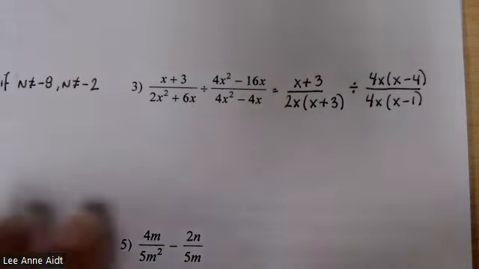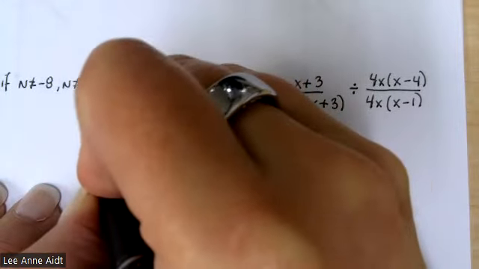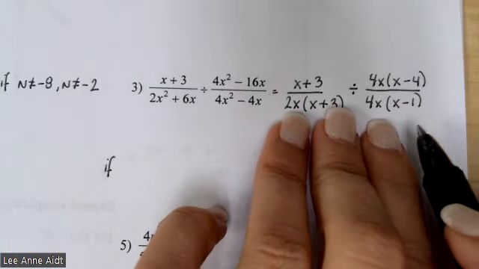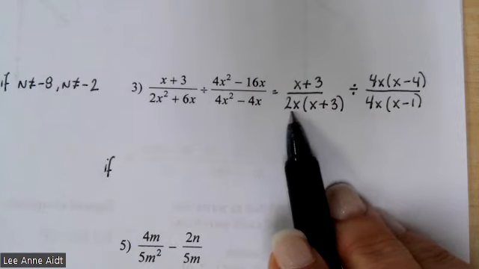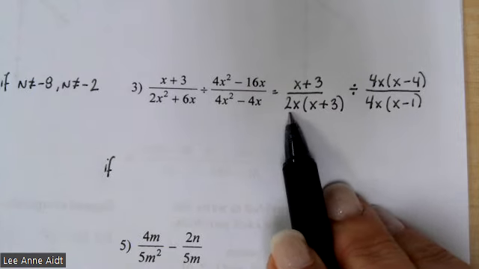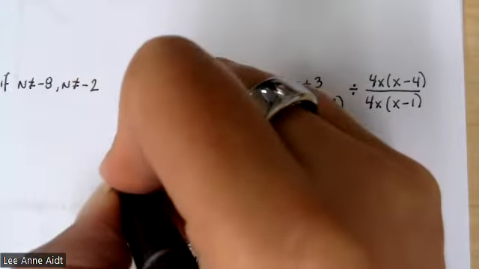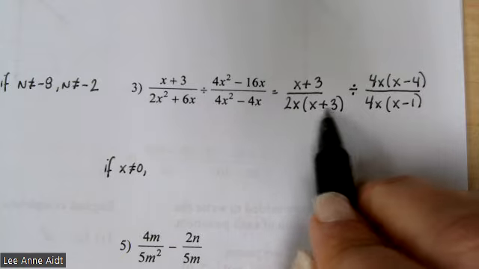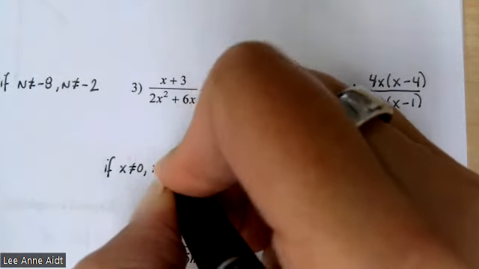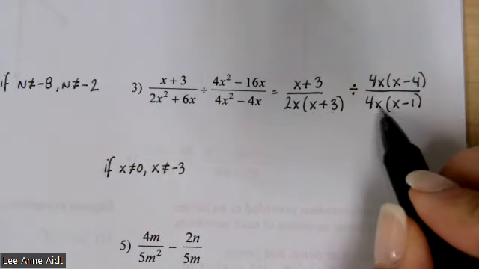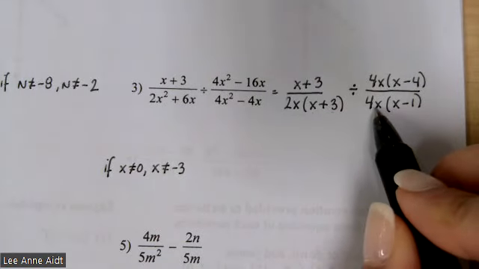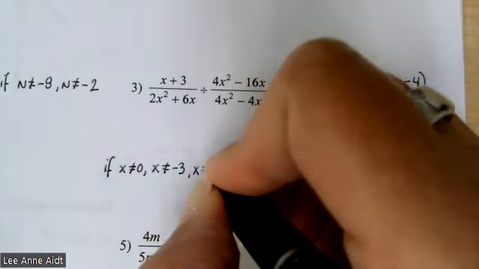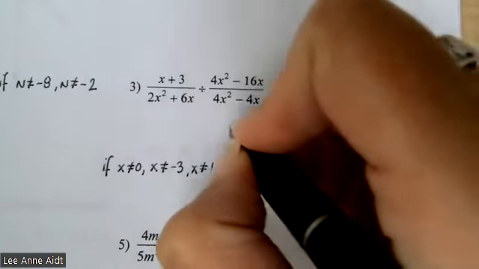Okay, now we're going to do excluded values over here because with division, you have to do excluded values before and after the keep change flip. Okay, look right here at this little piece. What can x not be? 0. X can't be 0. What about this little piece? -3. What about this little piece? 0, we already got that. What about this little piece? 1. Okay, now we're going to do the keep change flip.